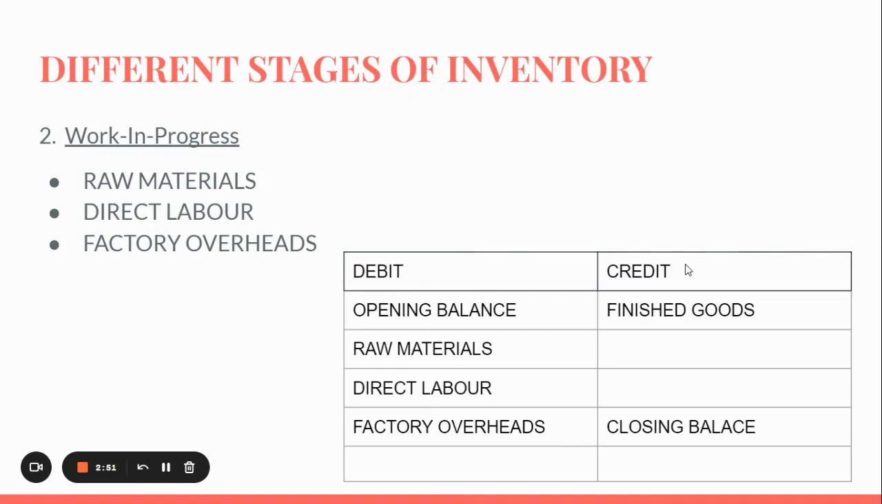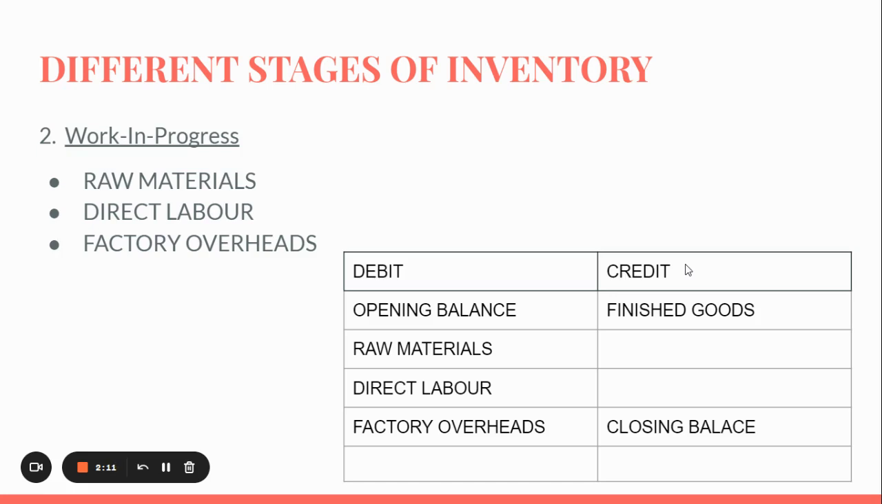Now we move to stage two. Stage two is when we are in the warehouse. When we are in the warehouse now, the wood is getting turned into tables. It's getting cut, it gets some glue on them to make it a stable table. But this has to be accounted for. So you're going to have your total raw materials for the year, you're going to have your total direct labor for the year, and you're going to have your total factory overheads for the year. And you're going to take these amounts and you're going to put them on the debit side of your work in progress T account, as well as the opening balance from the previous year's work in progress.